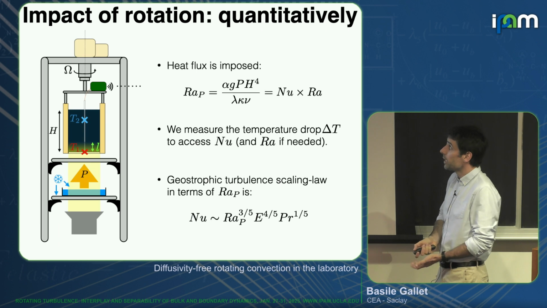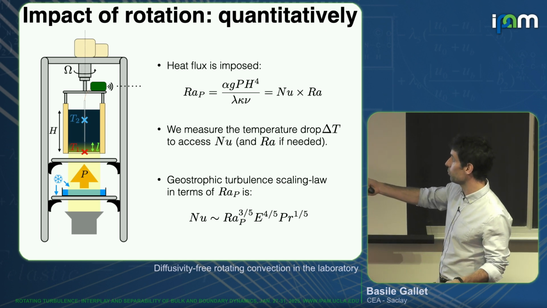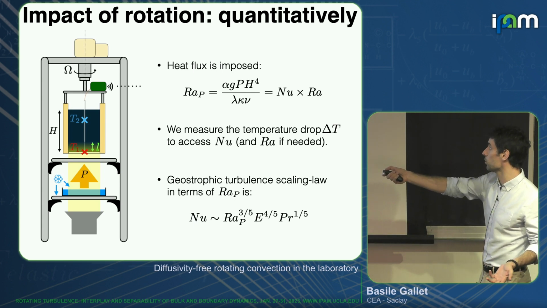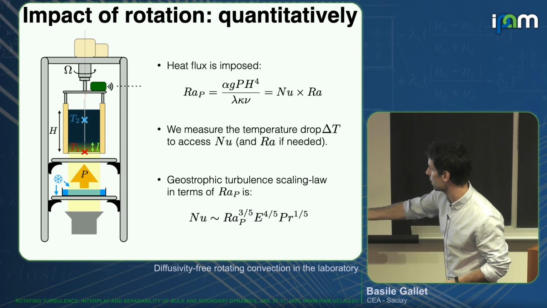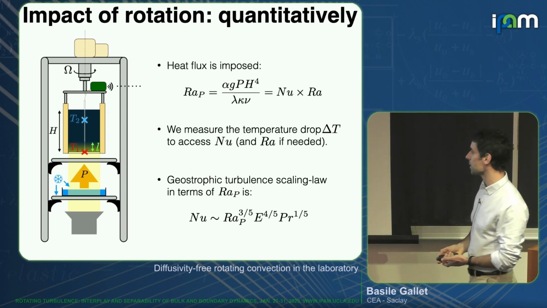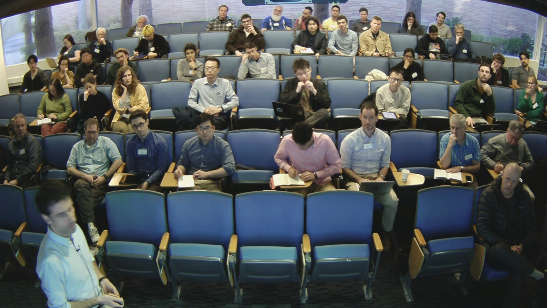Okay, so you can recast the geostrophic turbulence scaling law for the Nusselt number in terms of the flux-based Rayleigh number, right? You just substitute Rayleigh equals Rayleigh_P over Nusselt in the previous scaling law, and you get that Nusselt goes like Rayleigh_P to the 3/5. Okay? Sorry, so Nusselt is like the inverse temperature difference now? Yes. Yeah.